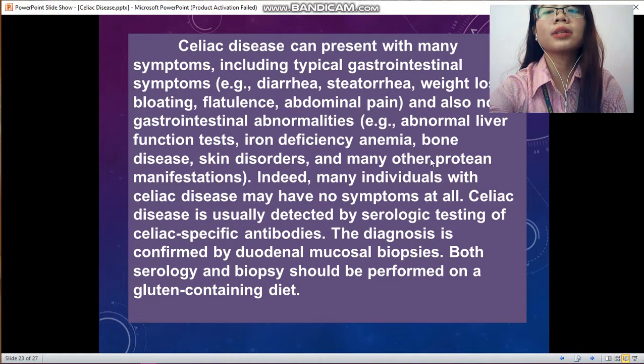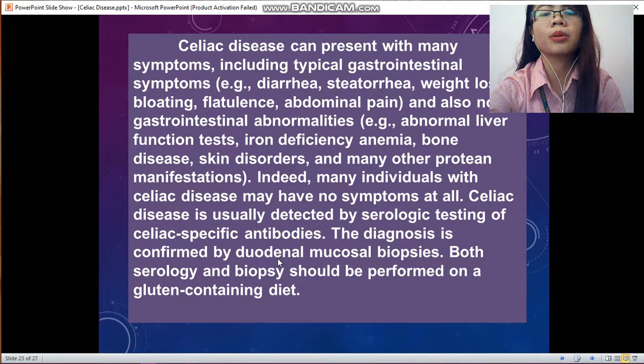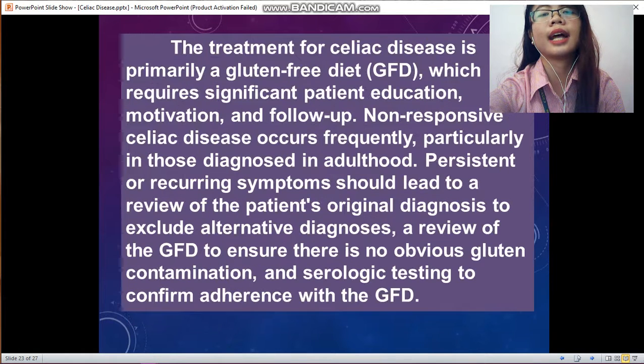Many individuals with celiac disease may have no symptoms at all. Celiac disease is usually detected by serologic testing of celiac-specific antibodies. The diagnosis is confirmed by duodenal mucosal biopsies. Both serology and biopsy should be performed on a gluten-containing diet.